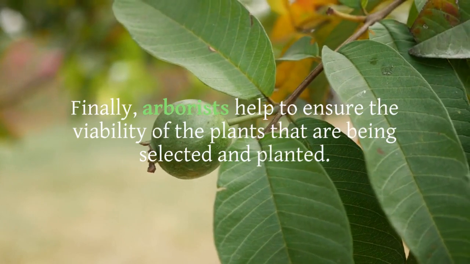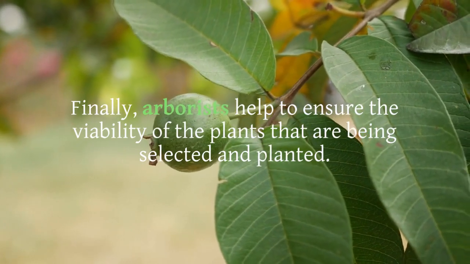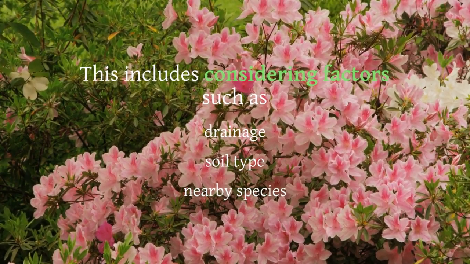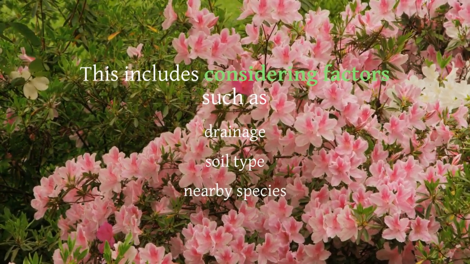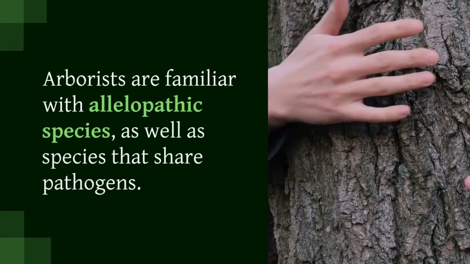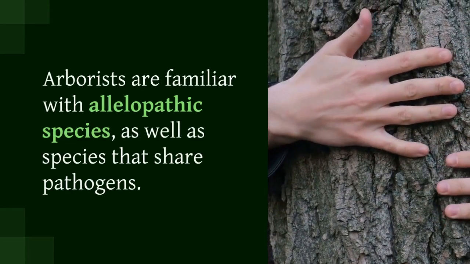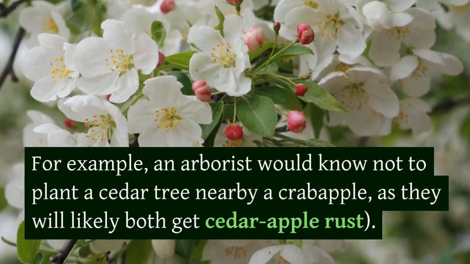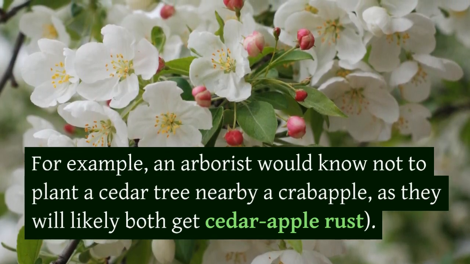Consider viability. Finally, arborists help to ensure the viability of the plants that are being selected and planted. This includes considering factors such as drainage, soil type, and nearby species. Arborists are familiar with allelopathic species, as well as species that share pathogens. For example, an arborist would know not to plant a cedar tree nearby a crabapple, as they will likely both get cedar apple rust.